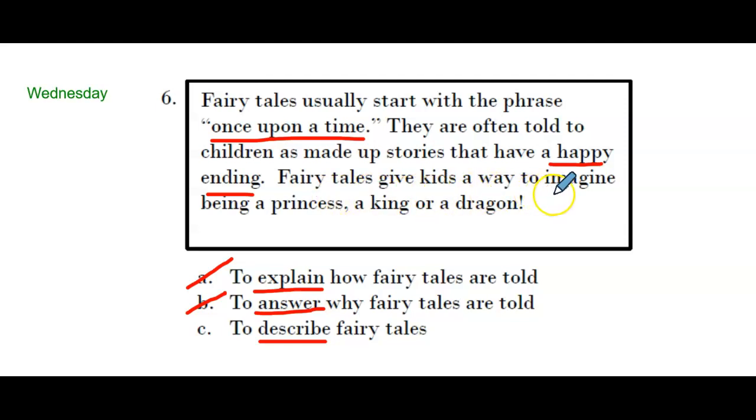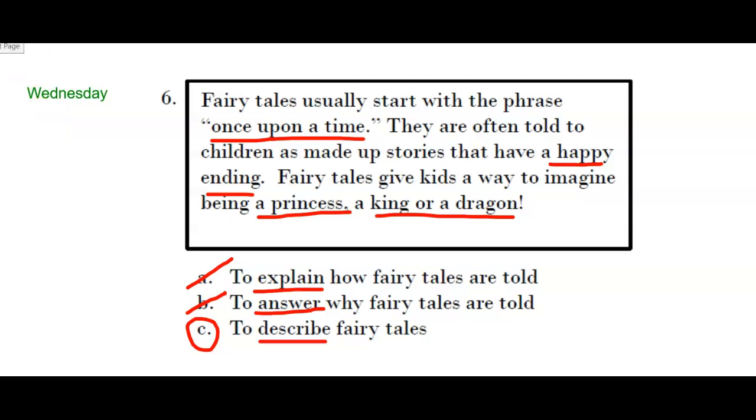Fairy tales give kids a way to imagine being a princess, king, or a dragon. Okay, there are princesses, kings, and dragons in fairy tales sometimes, so I'm sure some children do imagine being a princess, a king, or a dragon. Boys and girls, this describes a fairy tale. So our best answer is C. And we have proven by underlining why we said that was the answer.